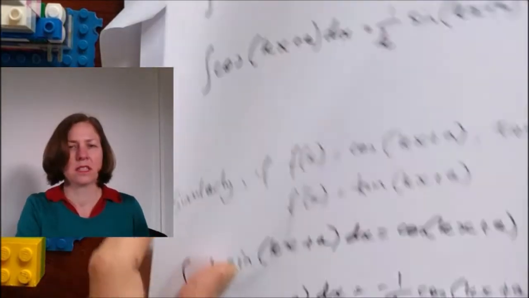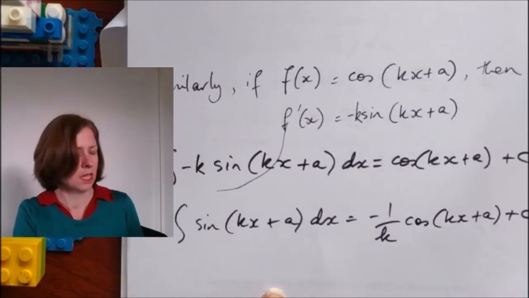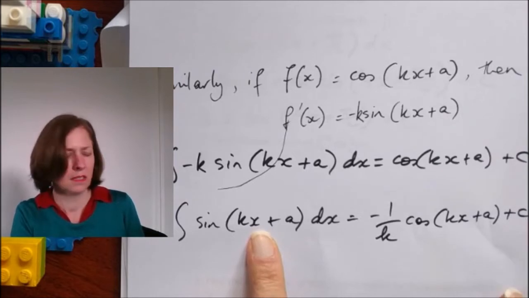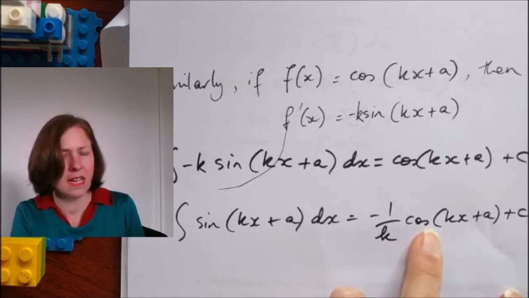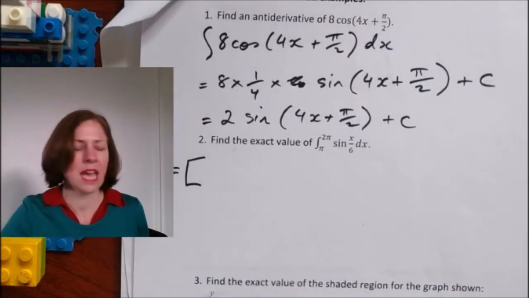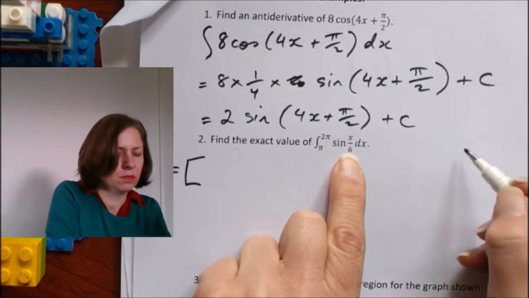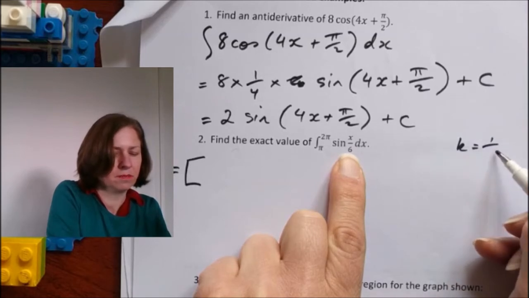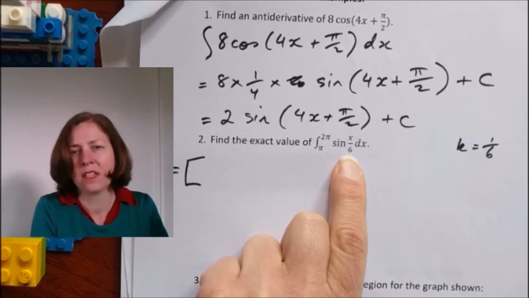let's go back to the formula. Oops, I've scribbled on it. The antiderivative of sine is negative 1 on k cosine. But k in this example is 1/6 because I've got x over 6. So this is 1/6 x.